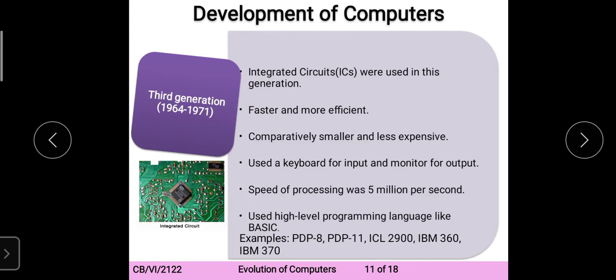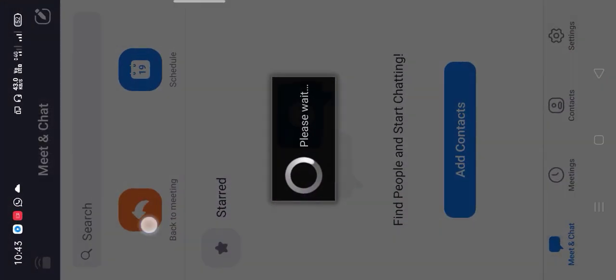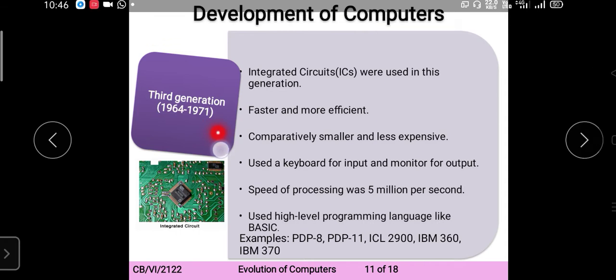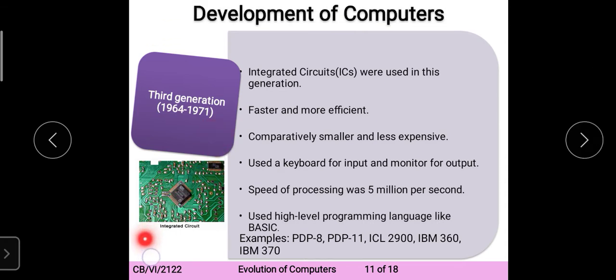Now time for the third generation. The third generation was invented in 1964 to 1971. It used the IC. The main component of the third generation is the integrated circuit. You can see the image here. In the book, a different image is also given to you. You can also refer to that one.